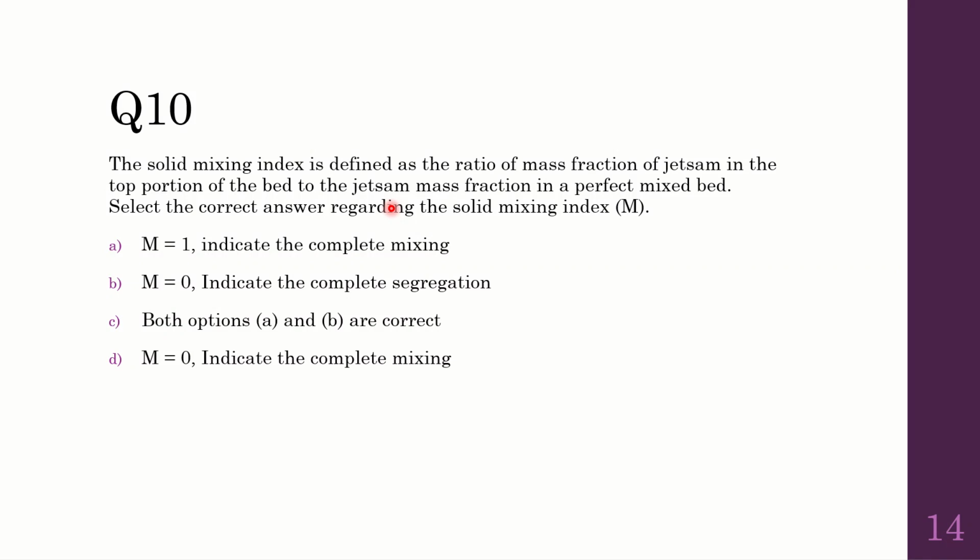So the answer is option C. Both options A and B are correct. Since M is the mixing index, if M is 1, it indicates complete mixing, whereas M equal to 0 indicates complete segregation. So option C, that is both A and B are right, is the correct answer.